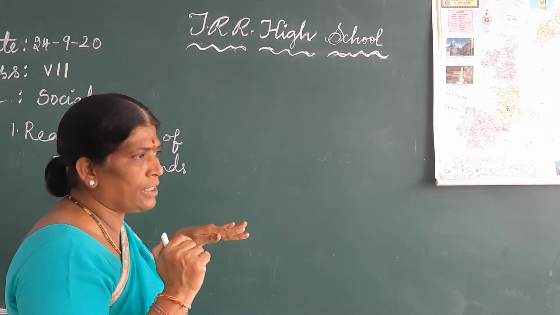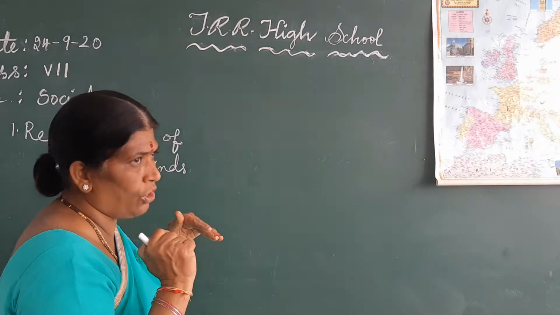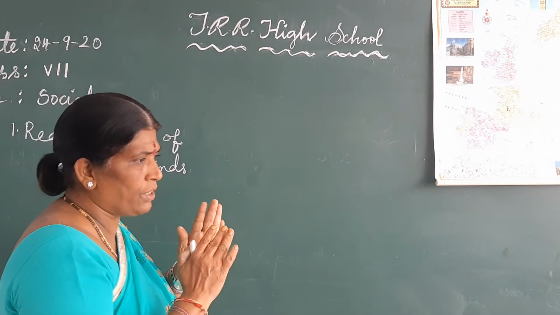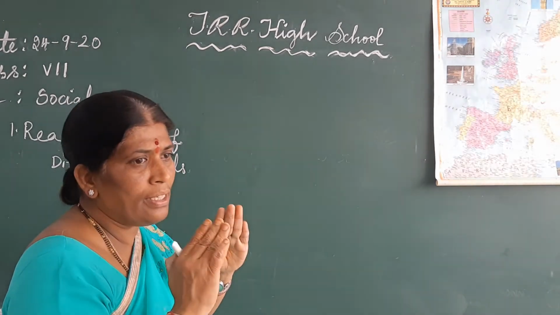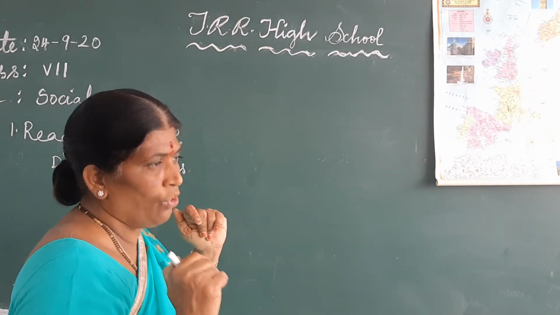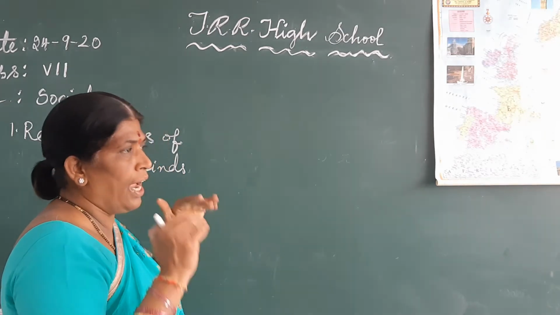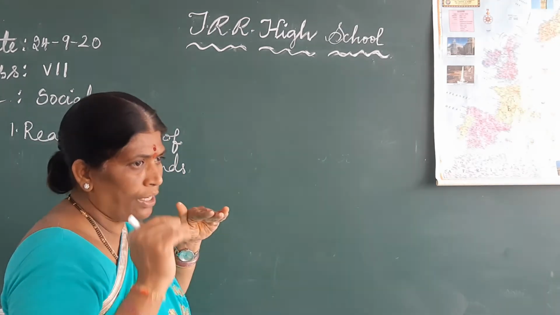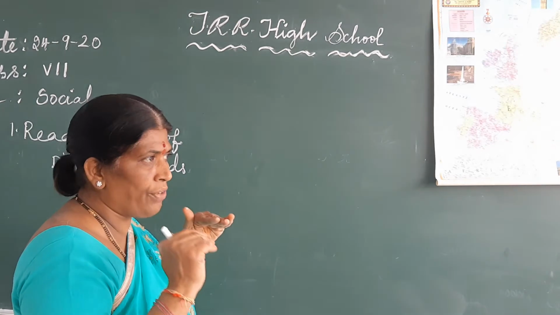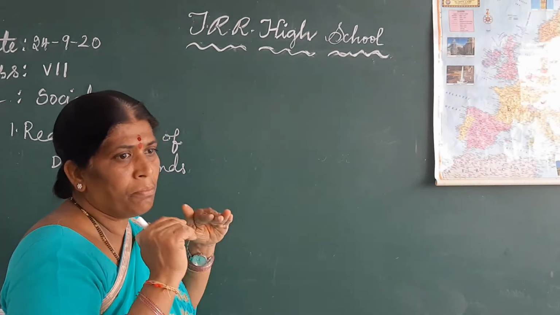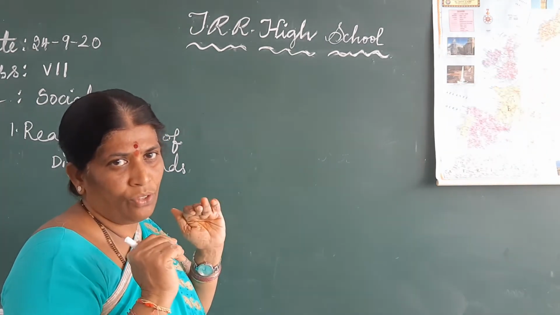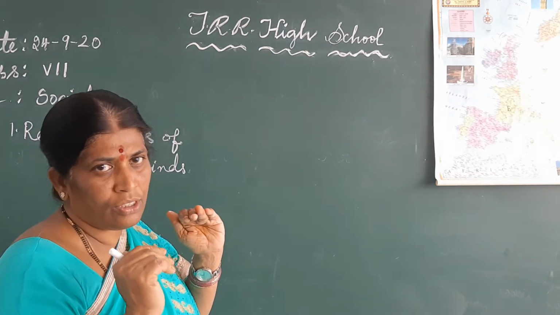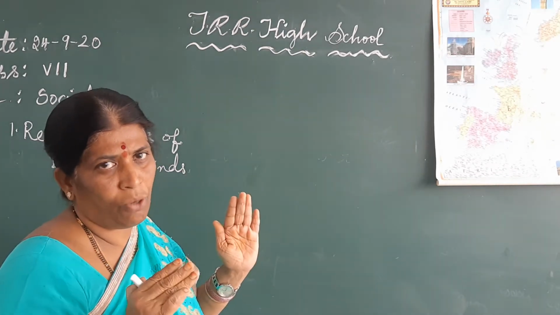So what our scientists have done: only sea level is not good. So they have taken a correct measurement that is called mean sea level. They have observed the high tides and low tides and taken the average of it, and they call it mean sea level. Okay, this is our lesson. First lesson, we covered all these topics.